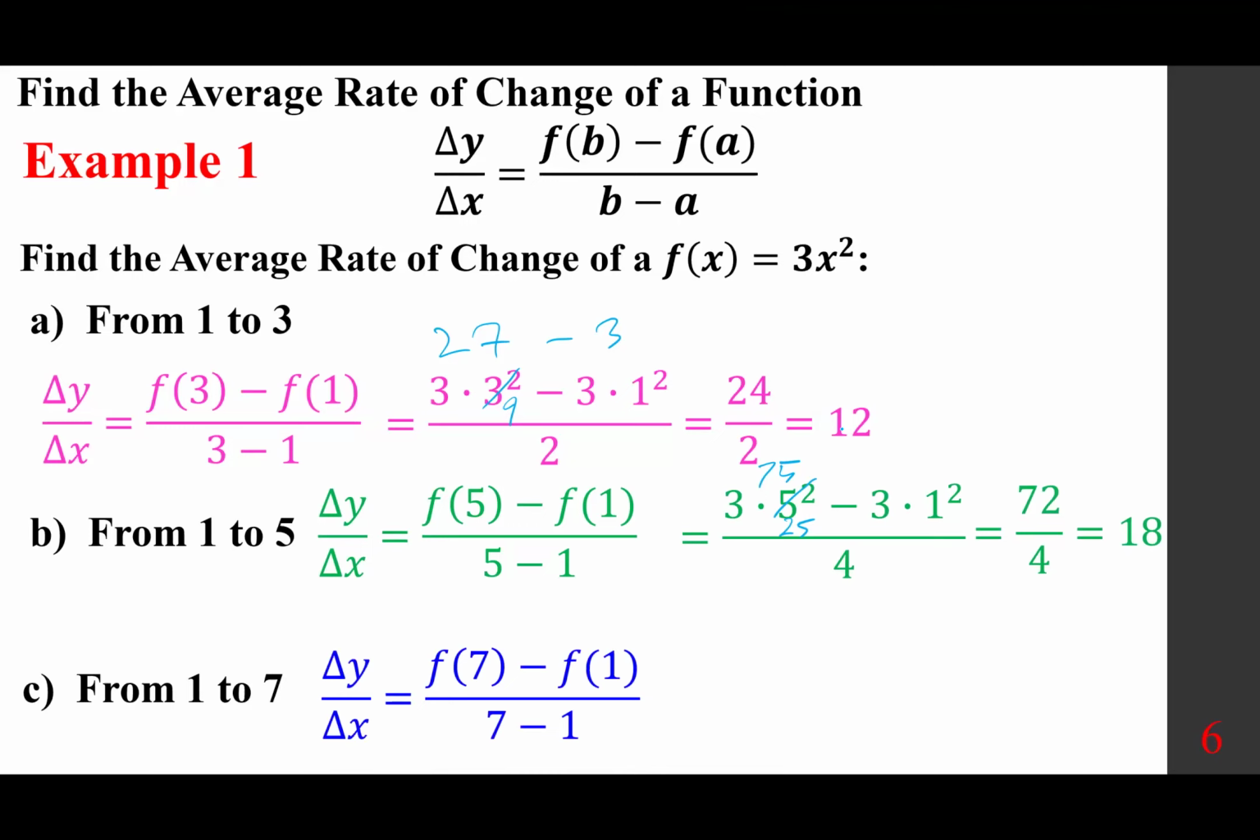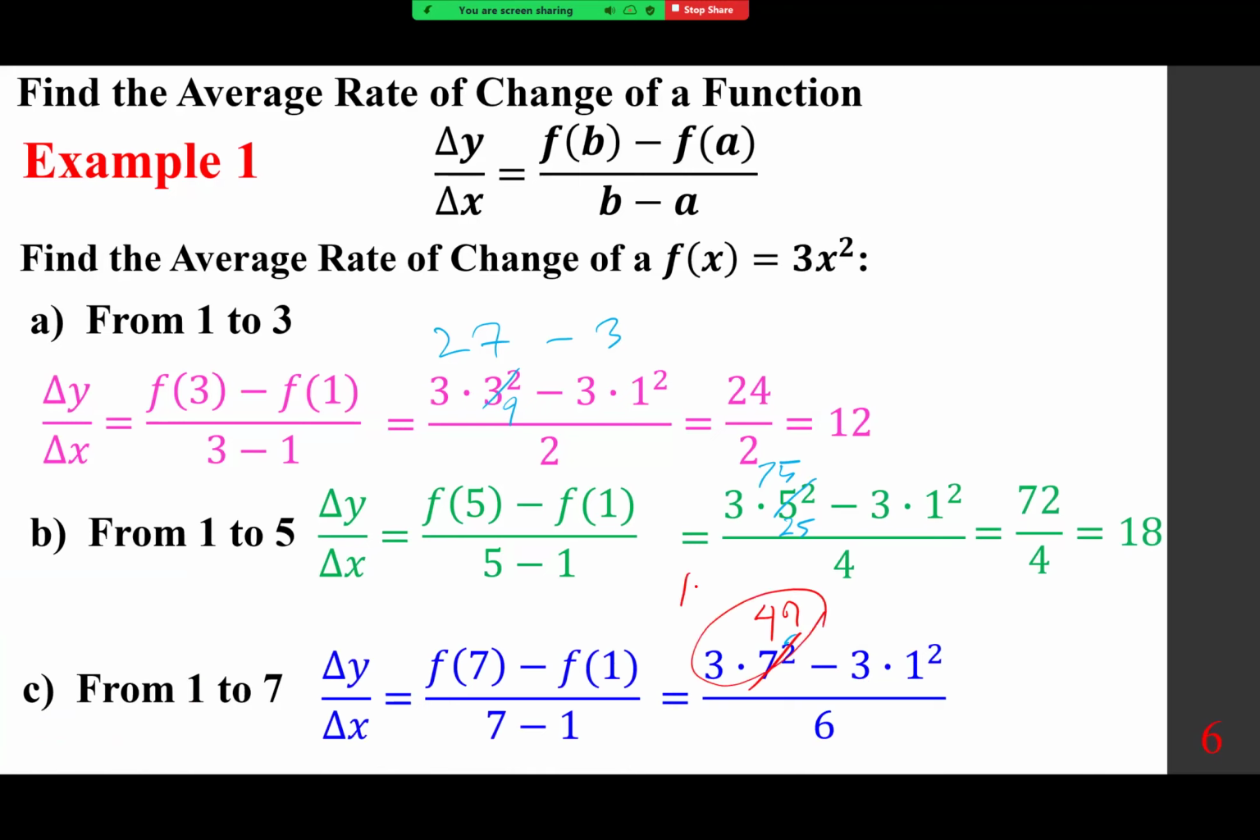For 7, we do the same thing, f of 7 minus f of 1 over 7 minus 1, and we plug it in. 7 squared is 49, 3 times that is 147. Minus 3 is 144, divided by 6, gives us 24.